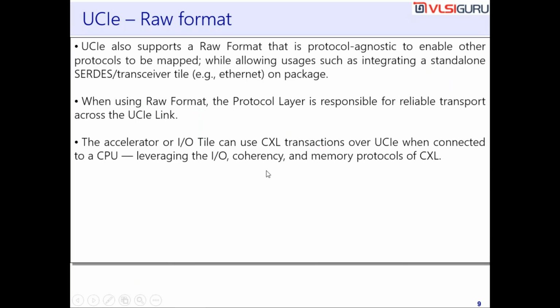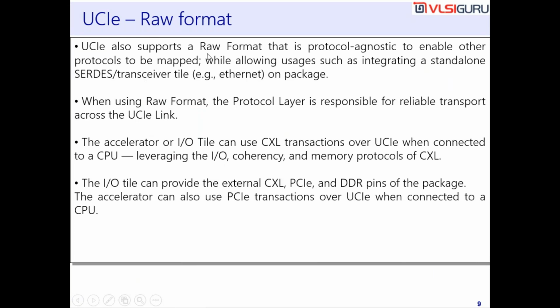When you are connecting through the CPU, it can use raw format also. The IO tile can provide the Ethernet, external CXL, PCI Express and DDR pins of the package. The accelerator is able to connect to DDR pins also. The accelerator can also use PCI Express transactions or UCI Express when connected to the CPU. It indicates that essentially a lot of formats are supported. One if you want CXL, one if you want PCI Express. If you want any other raw packaging, that also can be done.